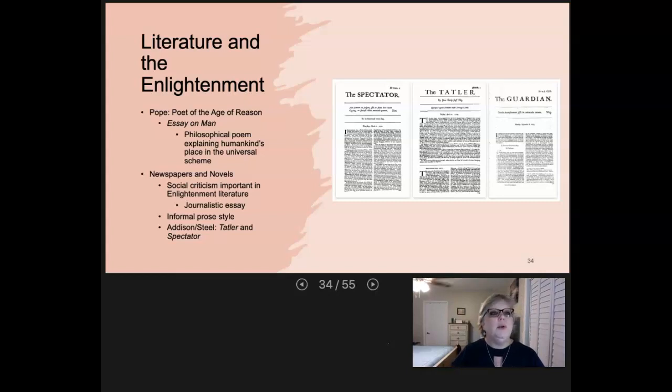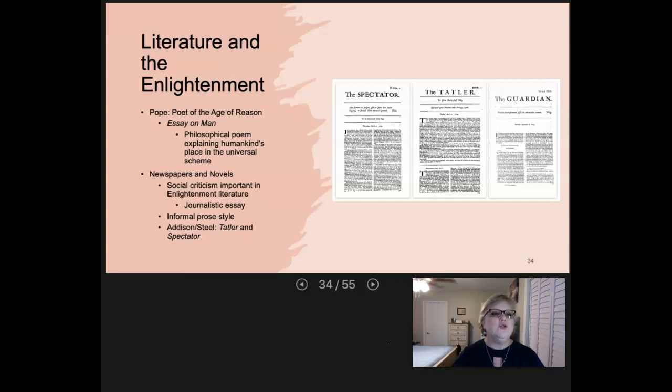He was the poet of the Age of Reason. He wrote Essay on Man. It was a philosophical poem explaining humankind's place in the universal scheme. Newspapers and novels both were important pieces of writing during this time period. This is the first time that we see the newspaper come to life.